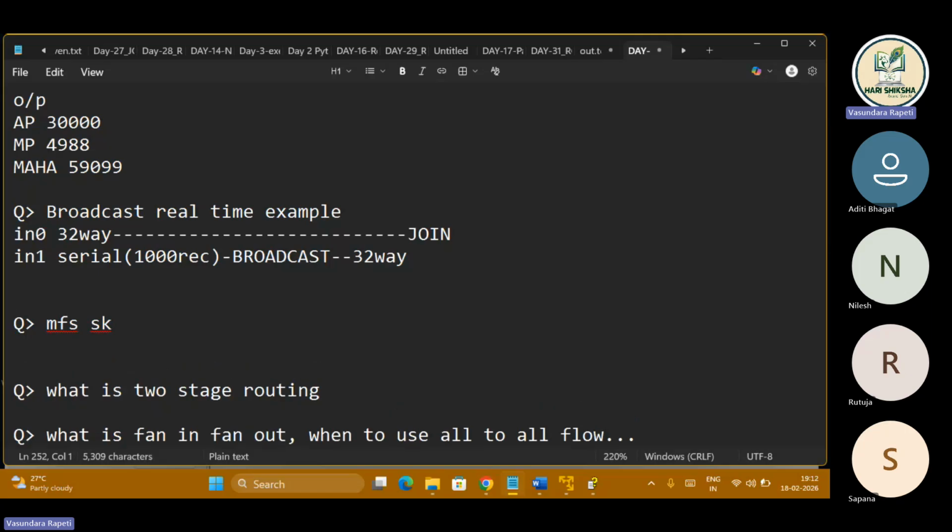And MFS SK we also discussed, right? This we discussed in the starting only, I remember. Next in sequence, next in sequence, -1 to n, minus or plus something.